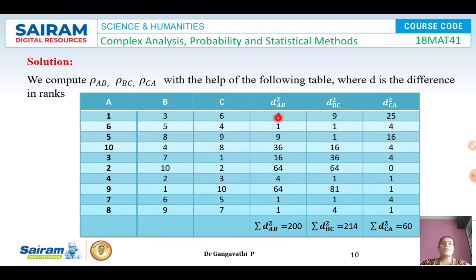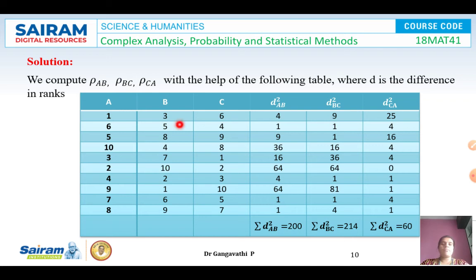So, AB here means we have considered the ranks given by Judge A and Judge B. In the same way, I'll consider the ranks given by Judge B and C. So, take the difference between the ranks, square them and write it here. So, B and C: the B rank has been given in this column, the C rank in this column. The difference between them, 3 minus 6 is minus 3, square of which is 9.